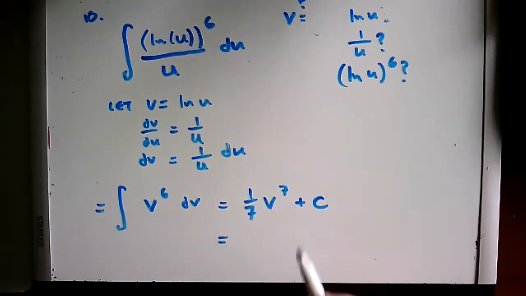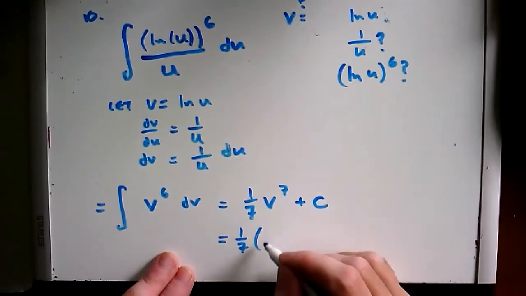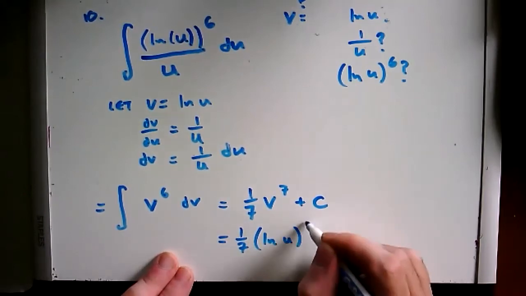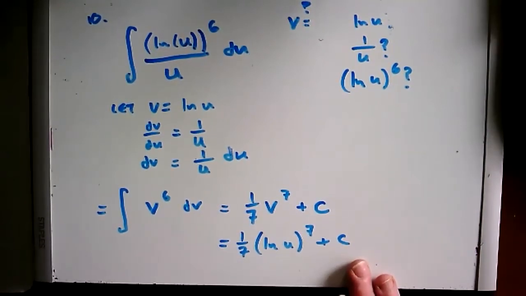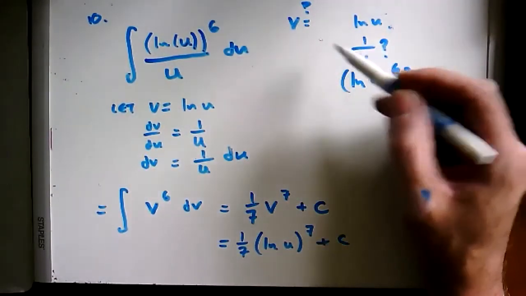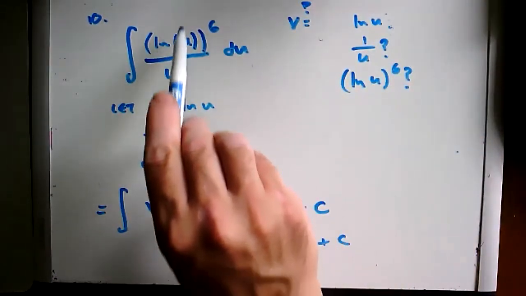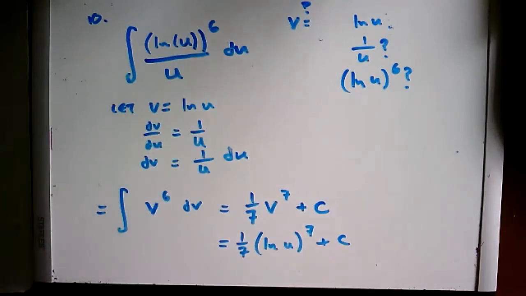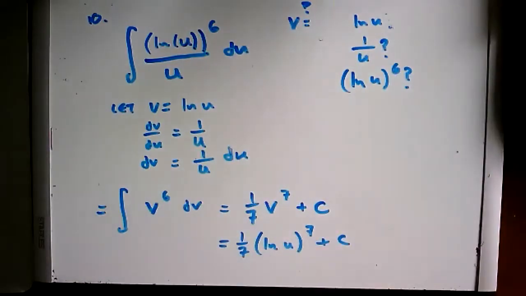And then the last step: v was an invented variable. The original problem was in terms of u. So I'll write my final answer as 1/7 times the natural log of u to the 7th power plus c. And that's my final answer for problem 10. If we had tried a different choice for substitution, for example, let v equal 1 over u, then we'd have natural log of 1 over v, and the problem would just get really complicated. If the problem doesn't get simpler via your choice of substitution, you've probably chosen the wrong substitution.